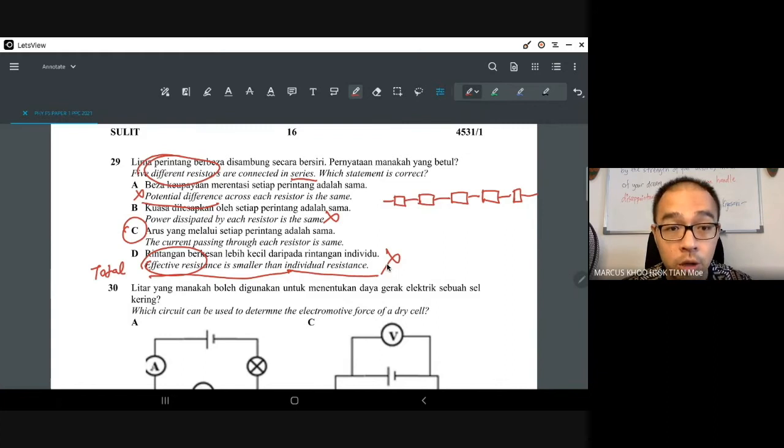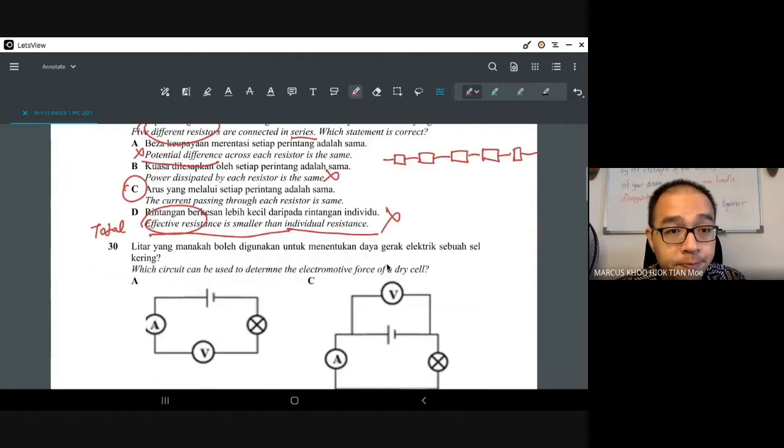So definitely cannot be smaller than the individual resistance. Okay, rintangan berkesan memang lebih besar daripada rintangan setiap satu perintang secara individu. So the answer will be C.